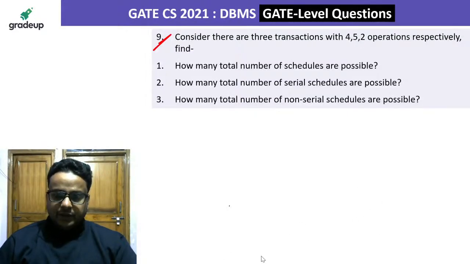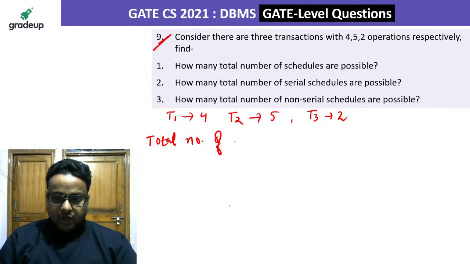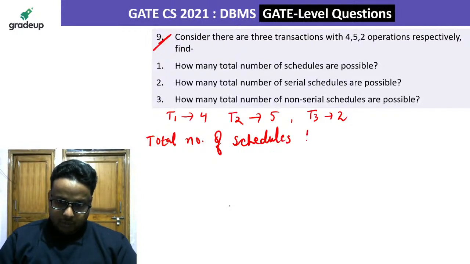Now I will explain this question. Here in this question they are saying we have transactions: T1 containing 4 operations, T2 containing only 5 operations, and T3 containing only 2 operations. So if you remember one formula, the total number of schedules possible.